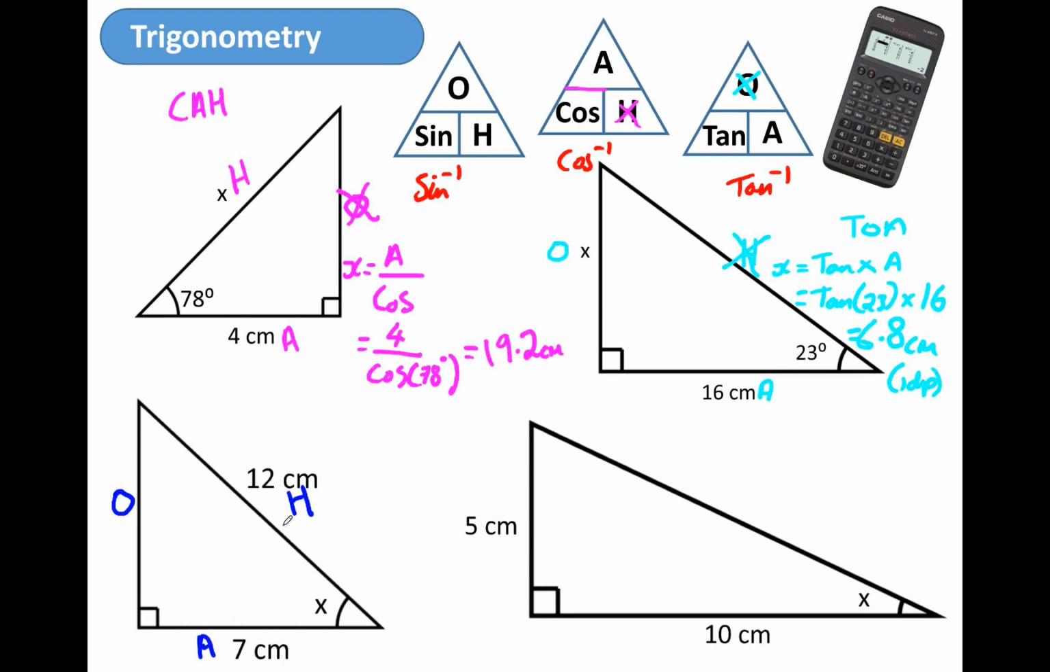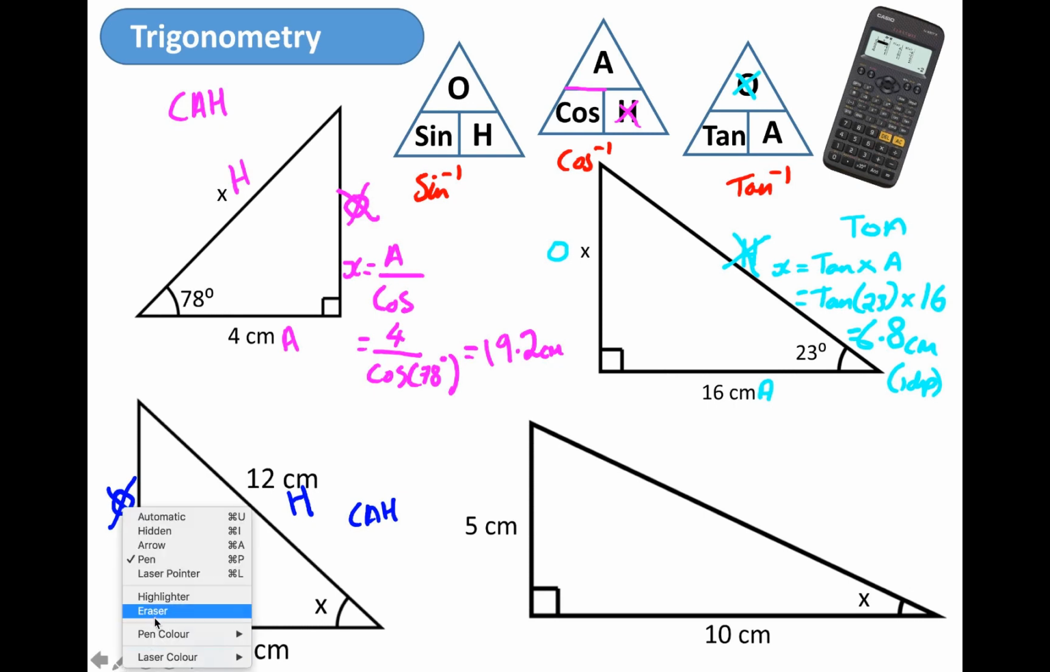We're not trying to find A or H, but you can see that O is not active in the question. What we're trying to find is the angle itself. Now I've got A and H, which means the silly word that's got A and H in it is CAH, which is cos. So we're looking at the cos triangle.